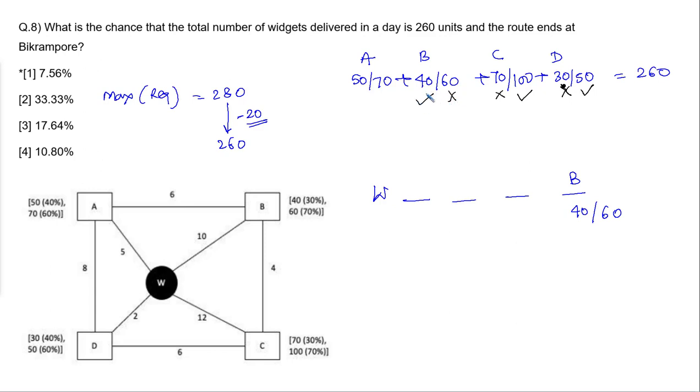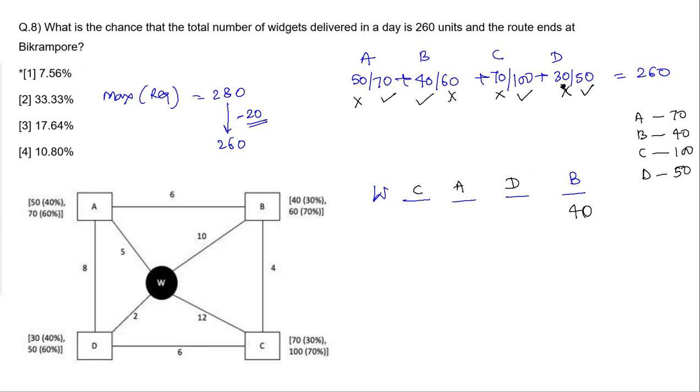So we will consider 40 over here and we will consider 70 over here. So the requirement at location B is going to be 40. The requirement at location A is 70. Location A is 70, location B is 40, then location C is 100, location D is 50. So the sequence is going to be from warehouse to location C, then location A, then location D.